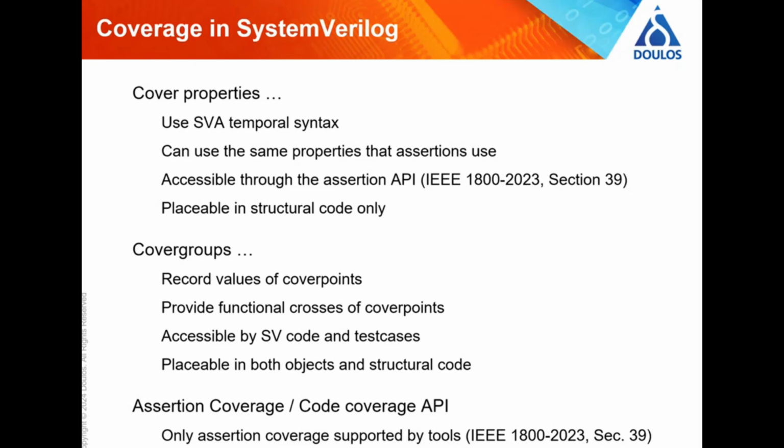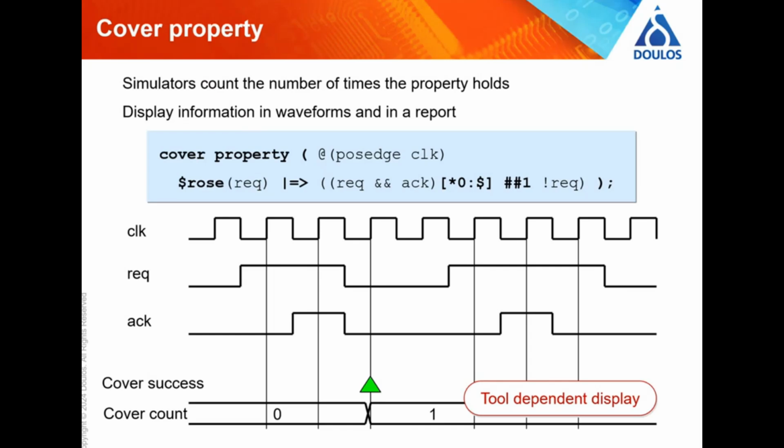Okay. So just to go over really quickly these types of coverages, here's an example of a cover property. And not to belabor this, but here it's just saying when I see a rise on rec, 1 cycle later, I should see rec and ACK between 0 and, you guys know what dollar is? End of simulation, right? Infinite time. So I should see rec and ACK followed by not rec. So that one matches. And then, of course, on the end, we have one where it's not going to match.